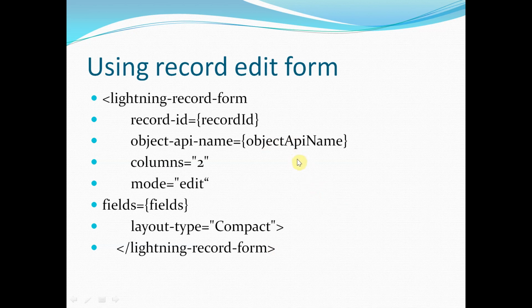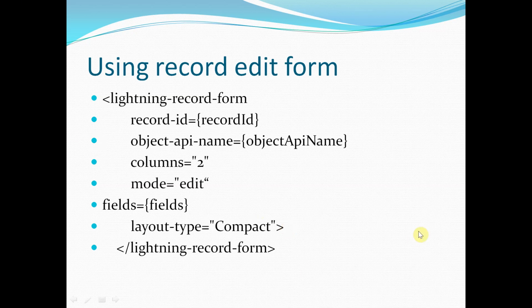The object API name will take the current object that is open. If it is a custom object, it will take the custom object. If it is a standard object, it will take account, contact, or whichever standard object it is. And if you specify mode edit, it will edit those fields. These fields we have to pass. What fields you want to show is what you specify in your JS controller.